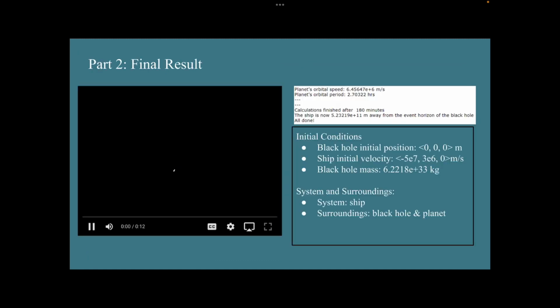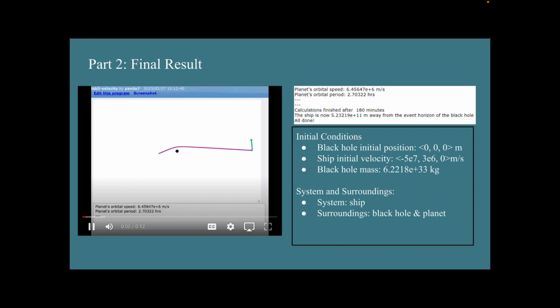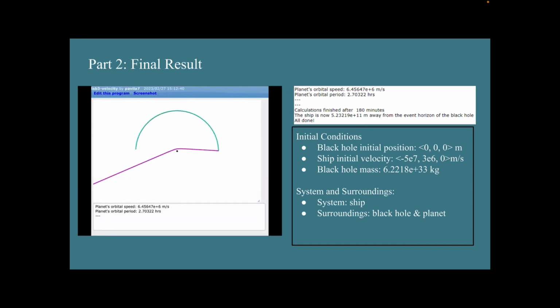After running this code, I found the initial conditions to be the black hole at position 0,0,0 meters and ship velocity to be -5 times 10 raised to the 7th, 3 times 10 raised to the 6th, 0 meters per second in vector form. The system was a ship while the surroundings included the black hole and the planet.